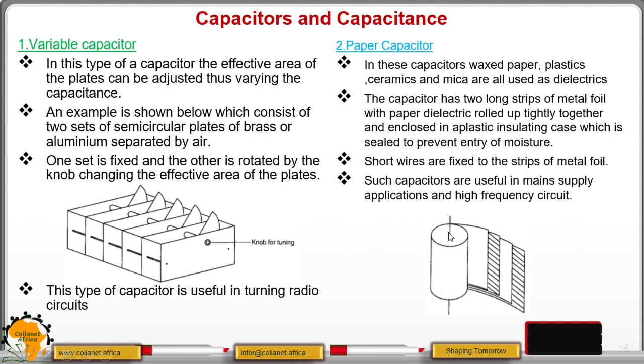Then at the end you fix short wires, and these wires must be fixed on the metal foil. Remember, metal foil is a conductor, but the dielectric is not. The dielectric is not a conductor. So you make sure that these short wires are connected to the metal foil. And these capacitors are used in mains supply, or where we have high frequency circuits.